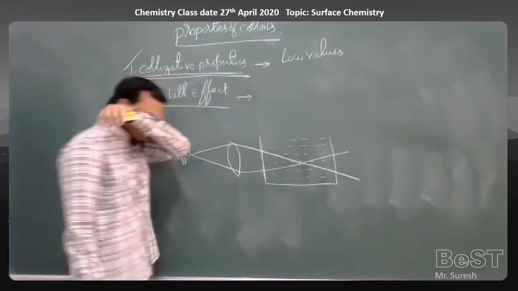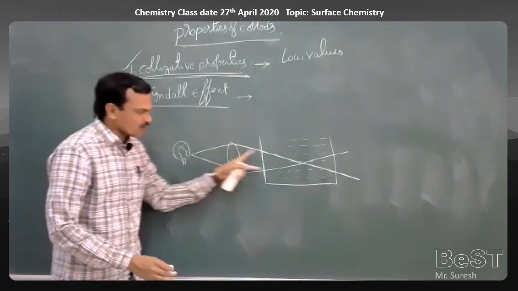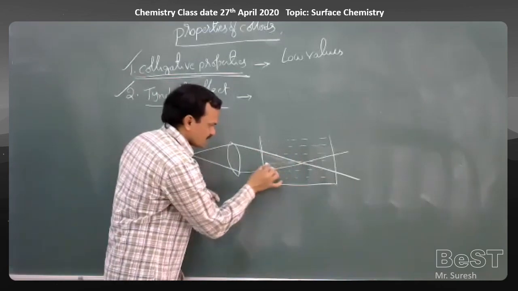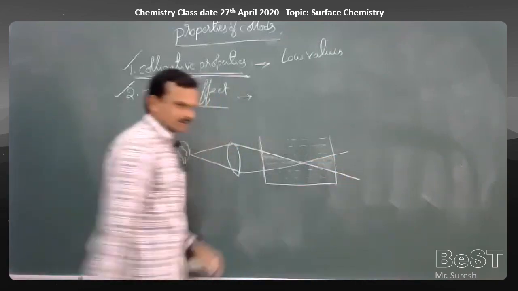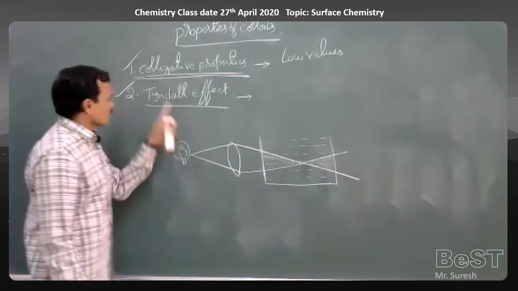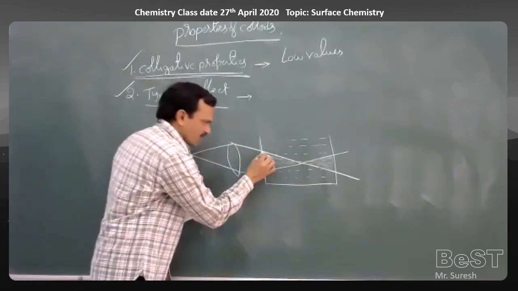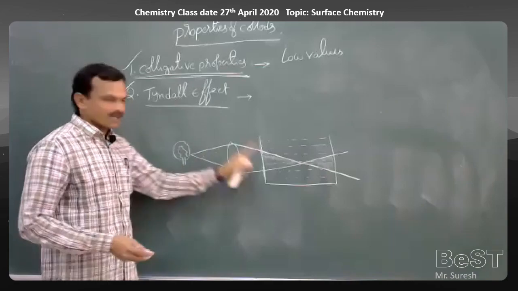When a beam of light is allowed to pass through a colloidal solution, the beam of light gets illuminated. This phenomenon is known as the Tyndall effect. Why does the beam of light get illuminated here? That is due to the scattering of light.